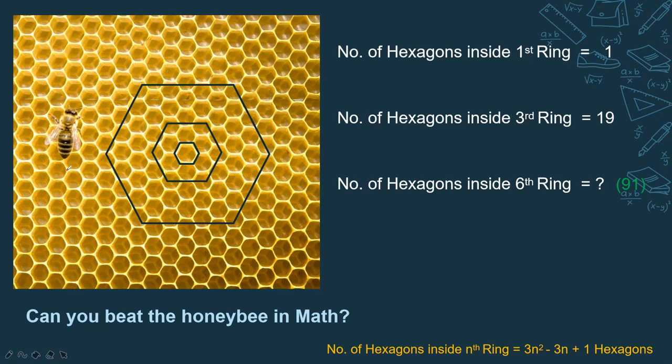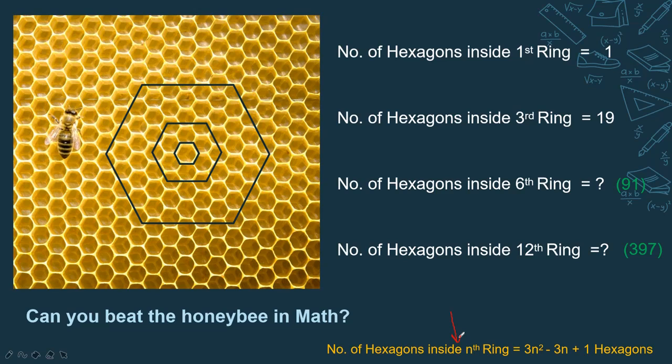Okay, you want one more shot? Let's try. The number of hexagons inside the 12th ring. You can utilize the formula, this is forgiven to you. Good. This time it's 397. You are correct. Now you are beating the honeybee in math. See? This is how the honeybee actually works.